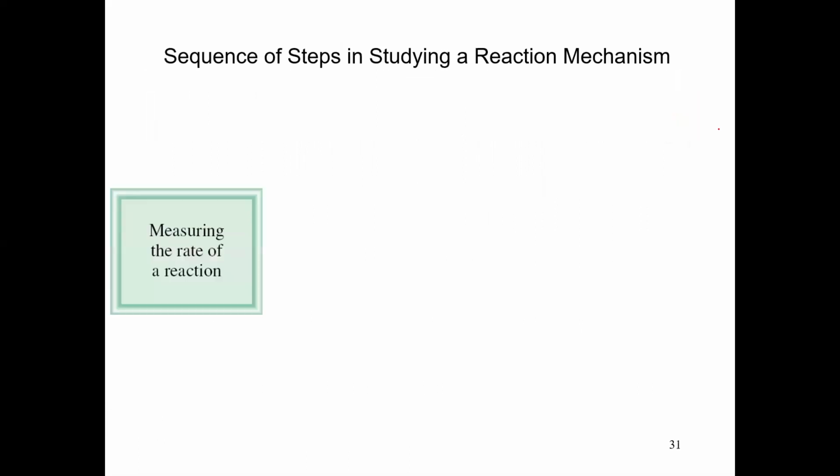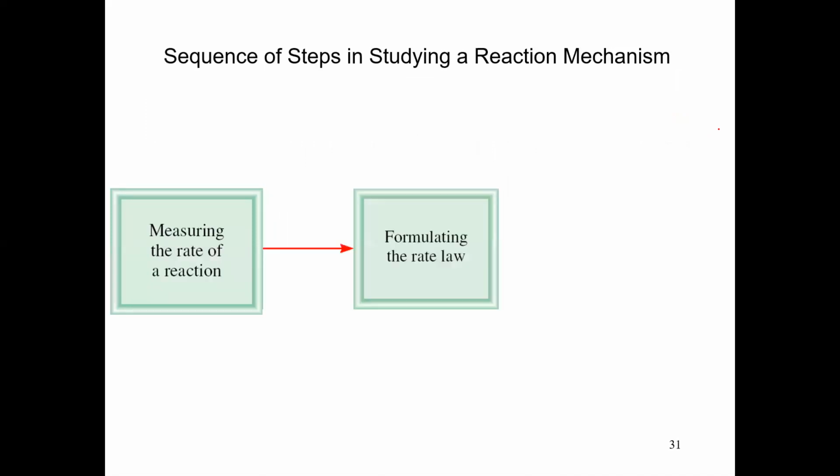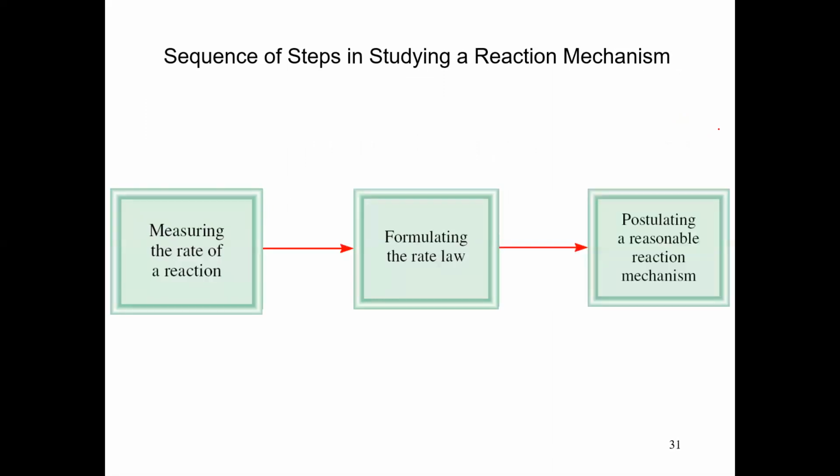Sequence of steps in studying the reaction: you first start by measuring the rate of a reaction. You then formulate the rate law and then come up with a possible mechanism that occurs to do that.